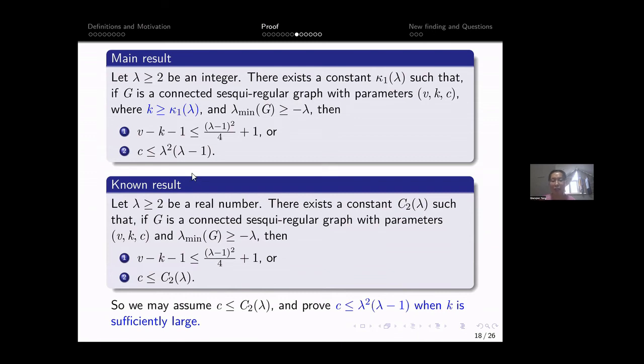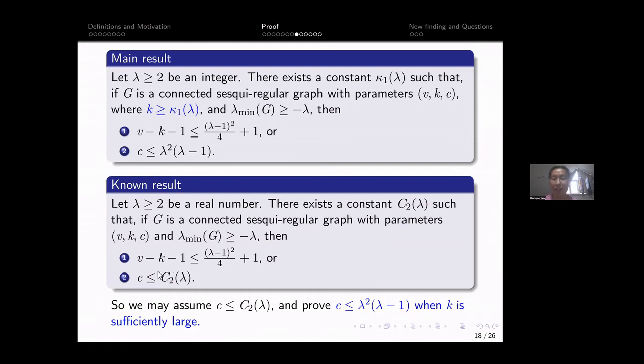This is what we have. This is the first result about sesqui-regular graphs with fixed smallest eigenvalue, but in this talk, we assume that it's proved in the previous paper, in the paper by Qianqian and Koolen. So I just regard this result as a known result.